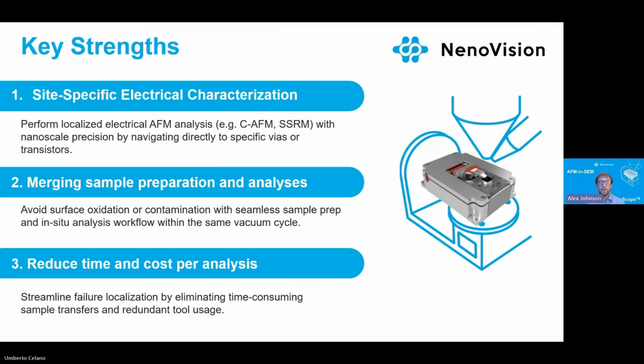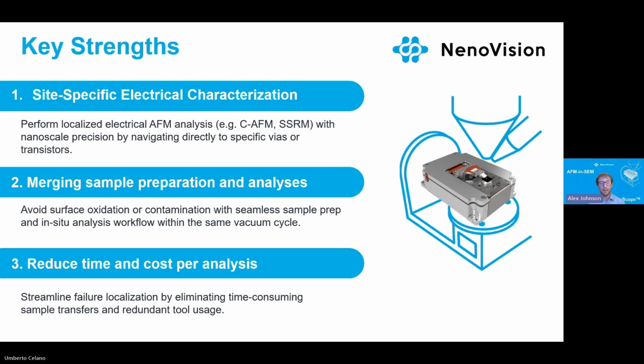Yes, so here we see the three key strengths, I would say, for why AFM in SEM can be beneficial within the world of semiconductors. So number one is site-specific electrical characterization, and it's really great because you're able to perform localized AFM analysis, things like conductive AFM, scanning spreading resistance at a nanoscale precision by navigating directly to specific vias or transistors through the use of the SEM.